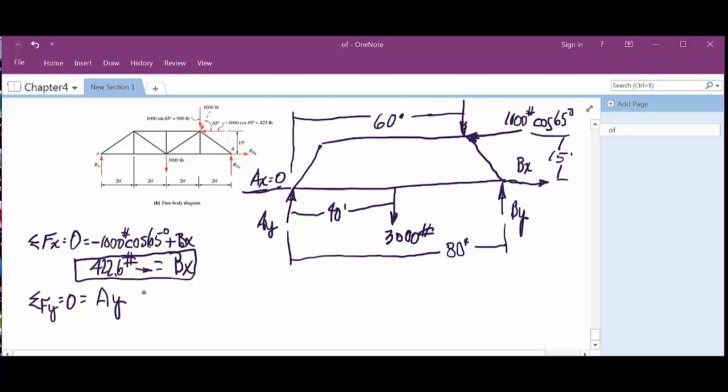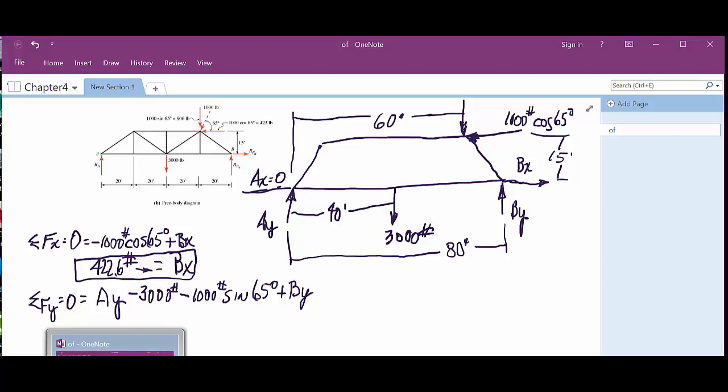Okay, so we got AY. It's going up. We assumed it's going up, so it's positive. Minus 3,000, right? And that's the kind of stuff that will get you. You'll forget that one because it's kind of just out there on its own. So just be vigilant and make sure you get all the forces listed. Minus 1,000 pounds sine of 65 plus BY, right? That's how I like to do it, because then it just lists them all in order.